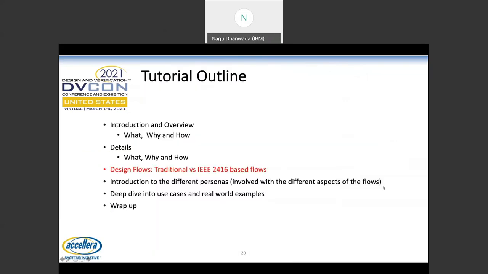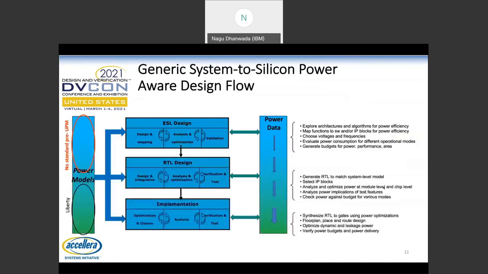I just want to quickly highlight the use of it in a generic system to silicon power aware design flow. In essence, you can think of a generic design flow as consisting of three phases. One is the electronic system level, there's an RTL design stage, and there's an implementation stage. Each phase, to varying degrees, contains design, analysis, optimization, and verification tasks, and each phase relies upon the availability of accurate and efficient models, and each phase produces power data that is passed down or forward to subsequent phases.